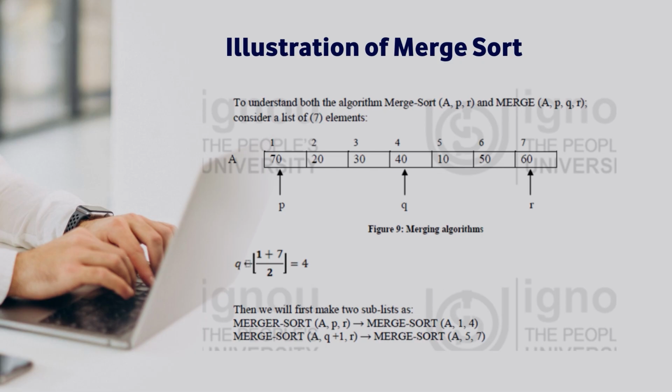So there are 1, 2, 3, 4, 5, 6, 7 elements. So 7 by 2 is 3.5. So the floor value is taken as 4. So you divide this list into 1 to 4 and 5 to 8. You are recursively calling the merge sort function from 1 to 4 and 5 to 8.